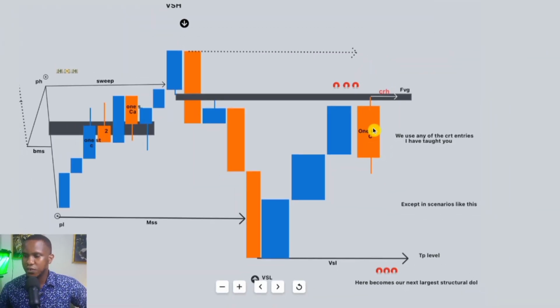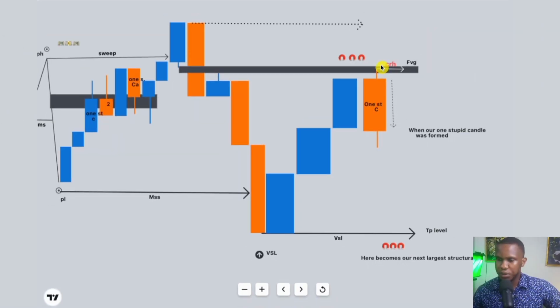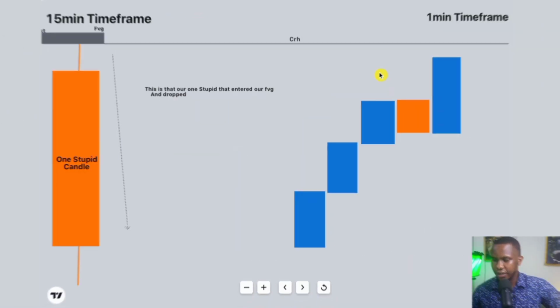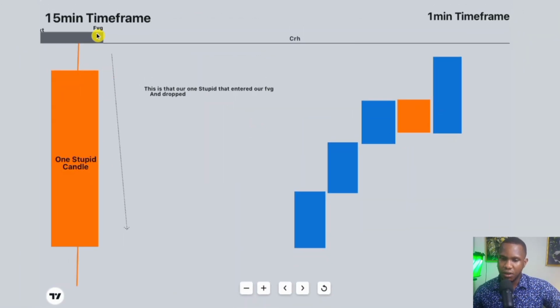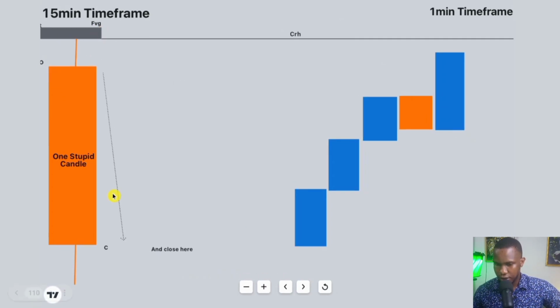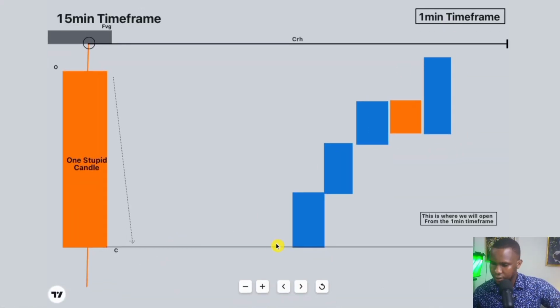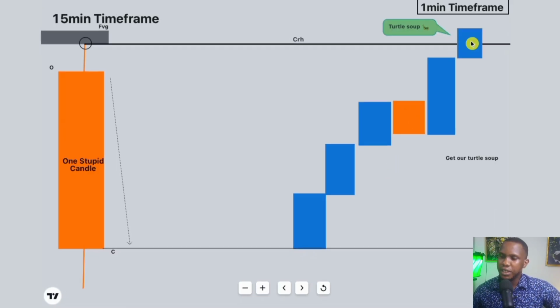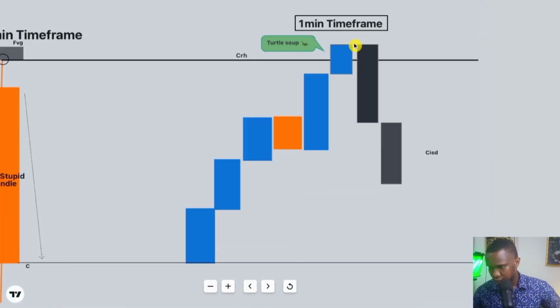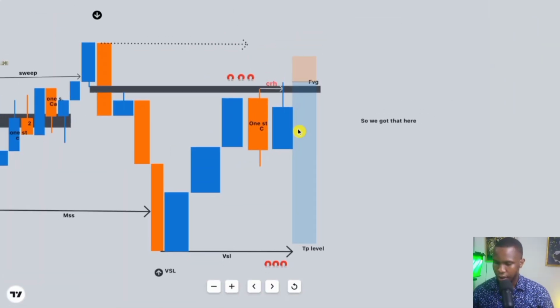So we can use any of our CRT entries that I've taught you to sell to the downside. This is the wants-to-be candle that entered our fair value gap from the daily time frame. We open right here and we close down here. All we do is we move to the 1 minute time frame. The 1 minute time frame opened from here and pushed up. Once it has made a total sweep of our candle range high, this is our change in state of delivery. We can now sell to the downside and we target this value structure low in the market.